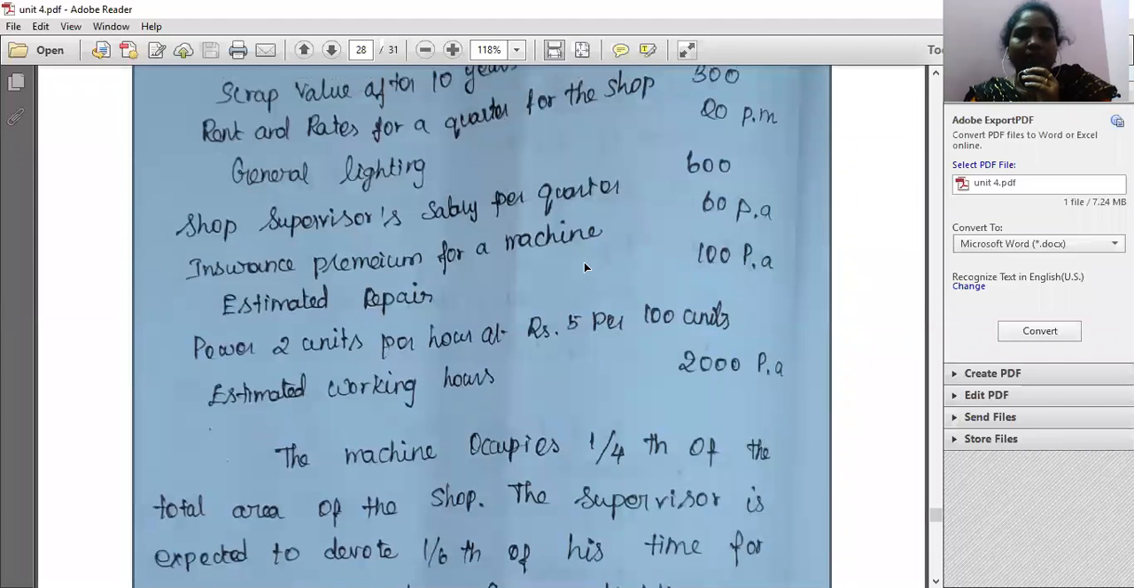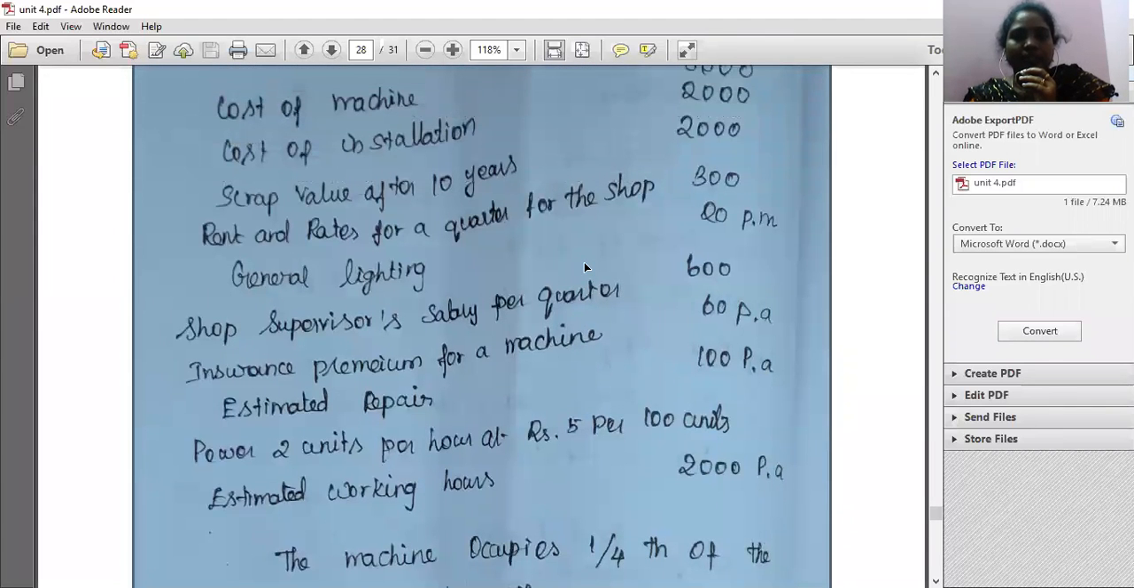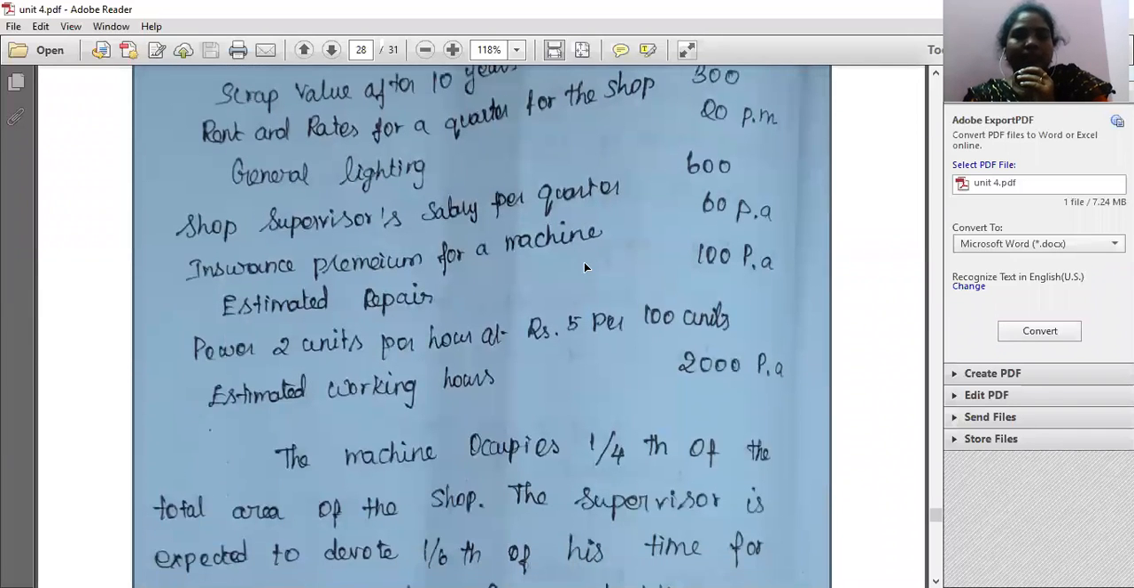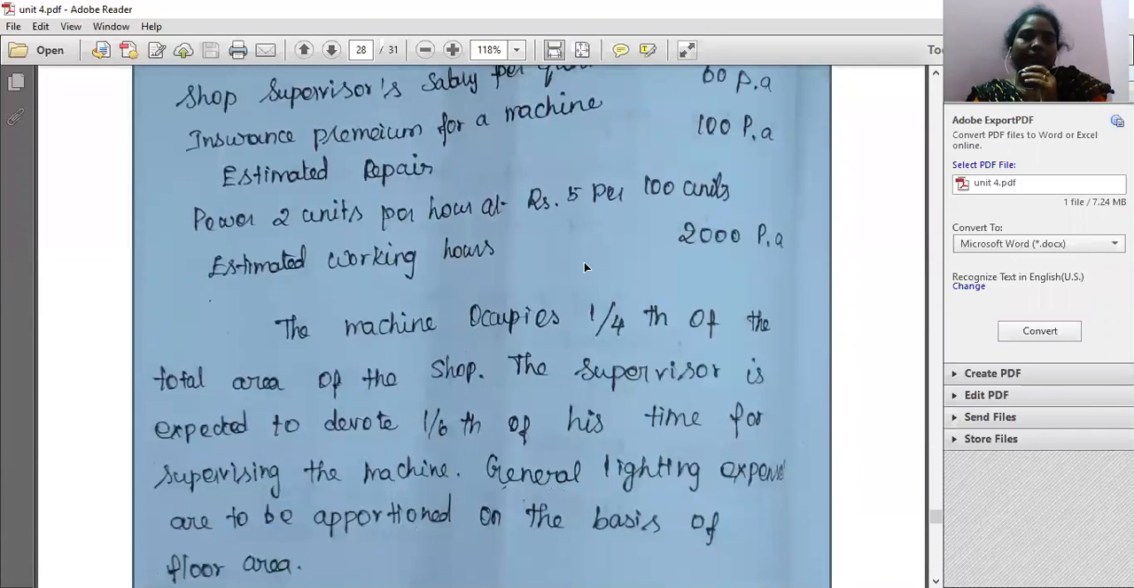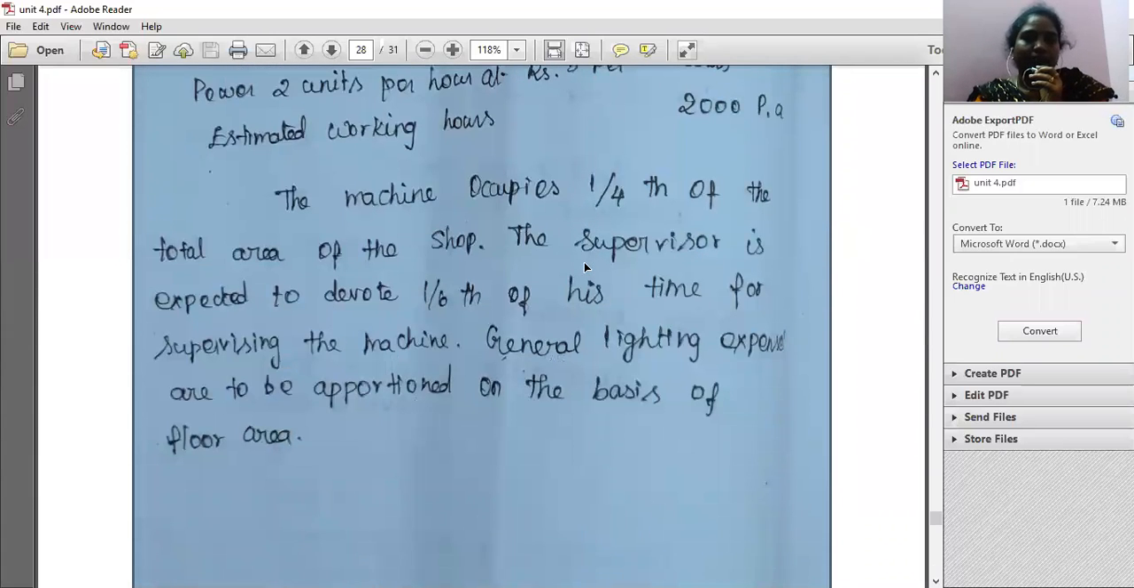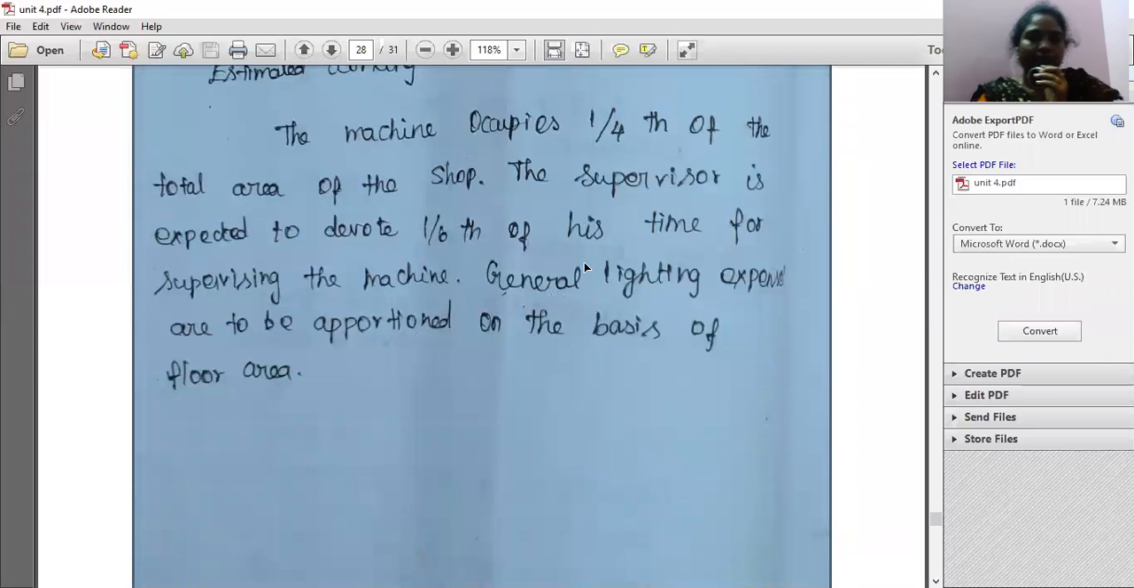There is some information given in days, years, and totals. It can be converted into the hourly rate, and then we have to find the answer. And then there is additional information given in this problem.